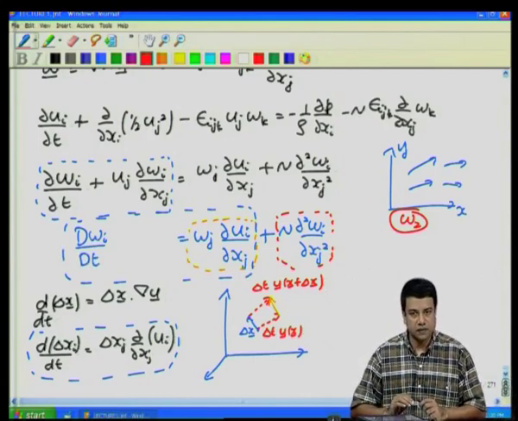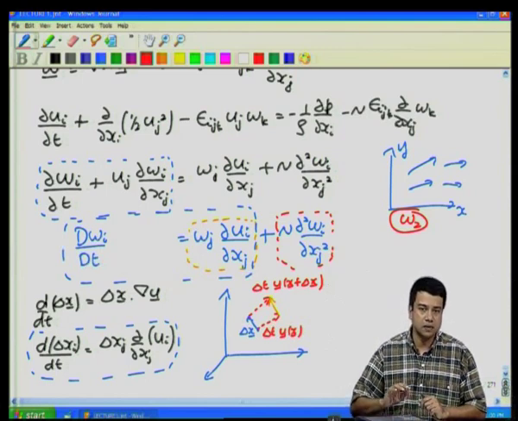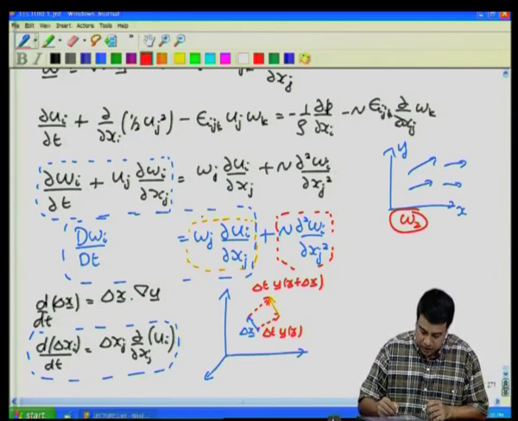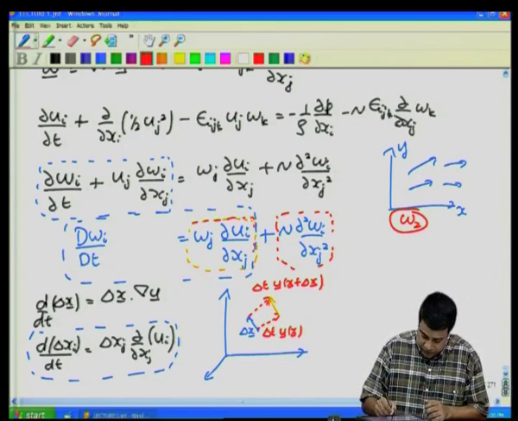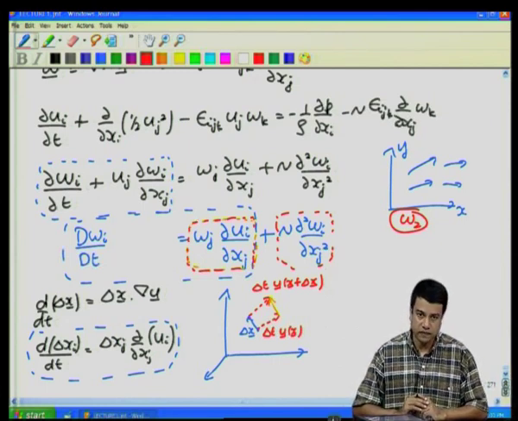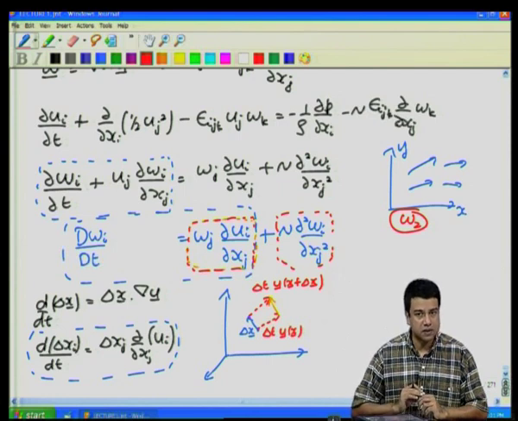Vorticity is the curl of the velocity. It is perpendicular both to the velocity direction and to the gradient direction. Therefore, vorticity is only in the z direction, and in that case this term will be identically equal to 0. So, there is no intensification of vorticity due to stretching or bending of vortex lines in two-dimensional flows. It exists only in three-dimensional flows.